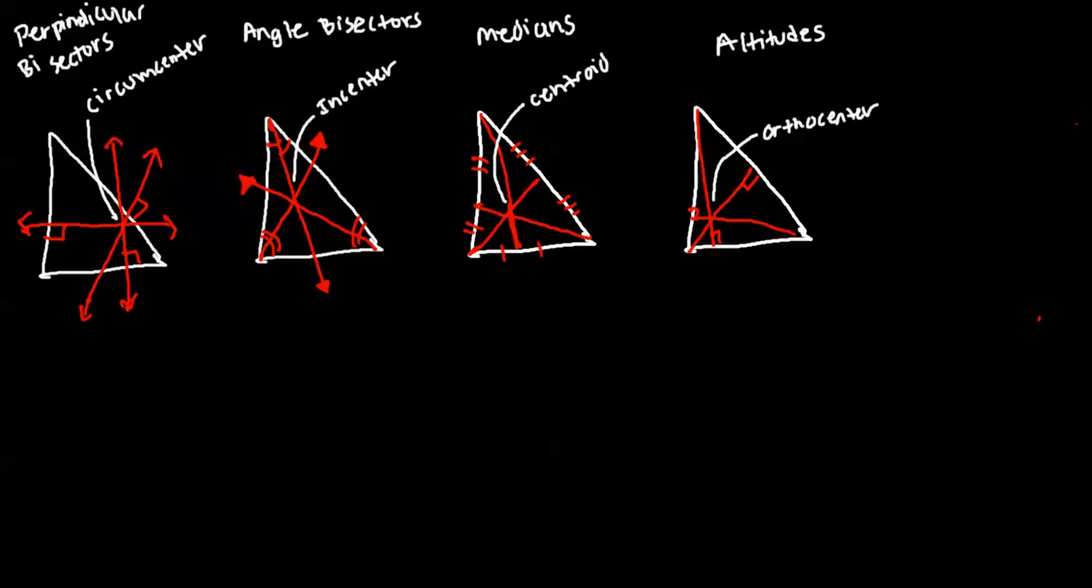The third one is created using medians, which is basically from one vertex to the midpoint of the opposite side, and the center where all the lines intersect is called the centroid. The final one, all the way on the right, is created by altitudes, basically dropping a line from the vertex down to the opposite side, creating a 90-degree angle with the opposite side. And the point where all of these intersect is called the orthocenter.